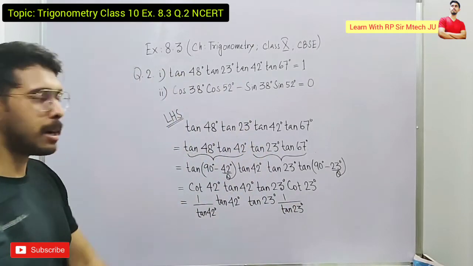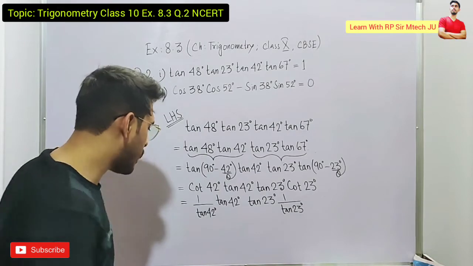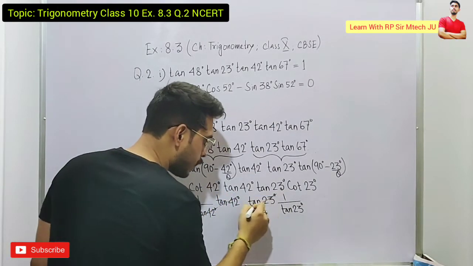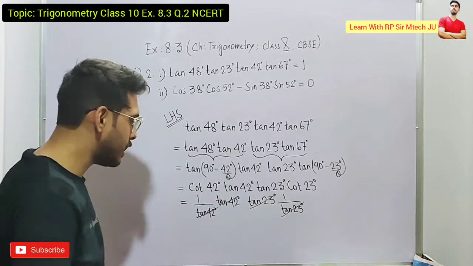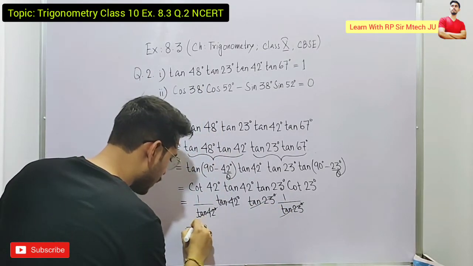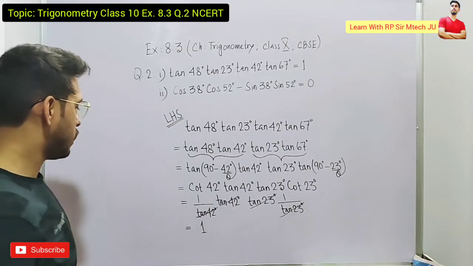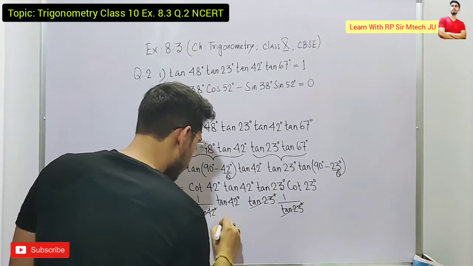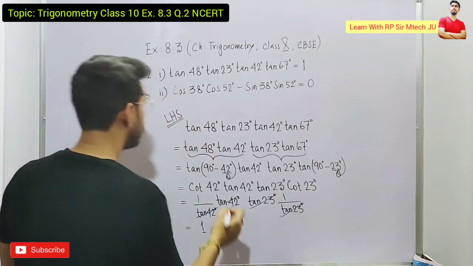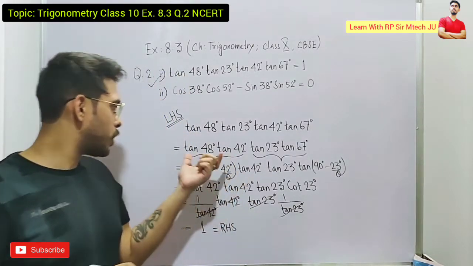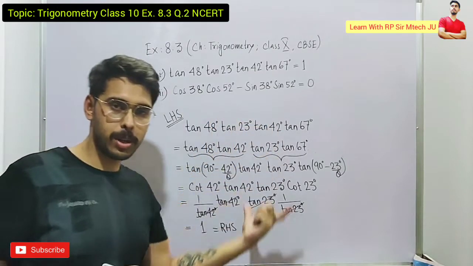Now all of these are in multiplication, right? So we can cut this tan 42 with this tan 42. Again with tan 23 we can cut this tan 23. So finally the result we are getting is 1. Okay. So that is equal to the RHS. So hence the first theorem is proved. I hope you have understood how we have done this particular process.